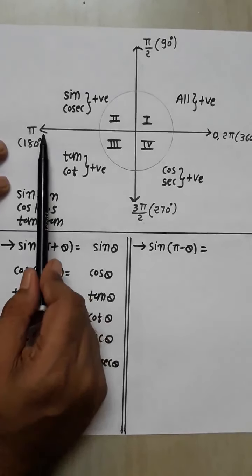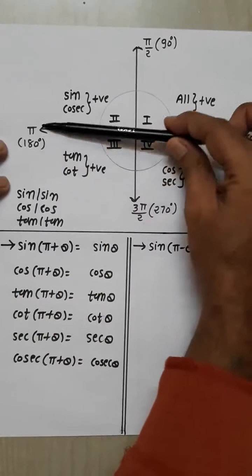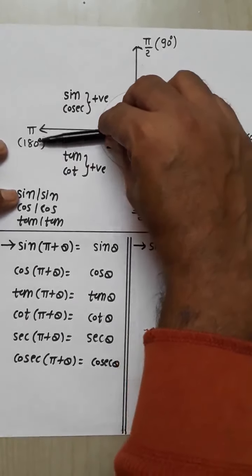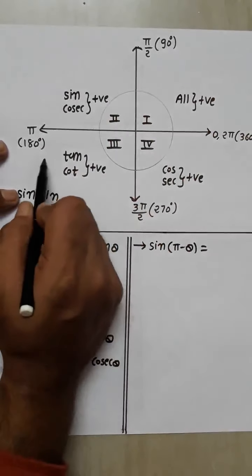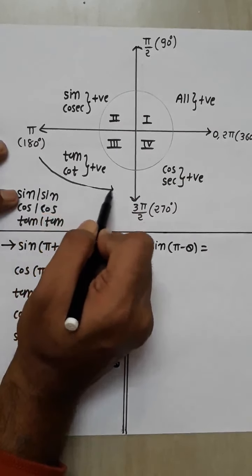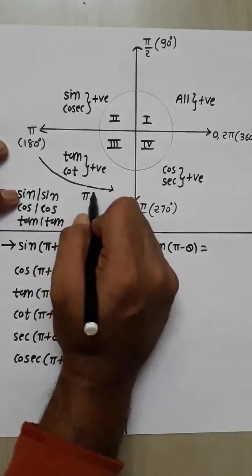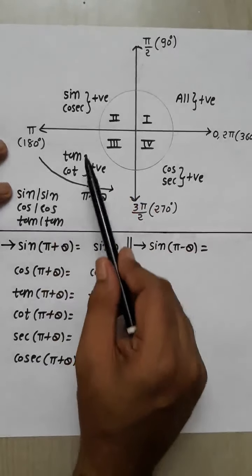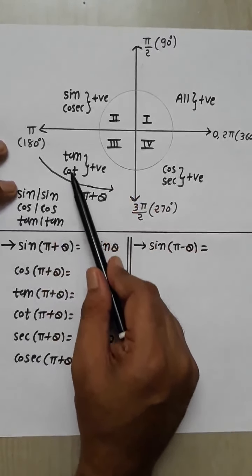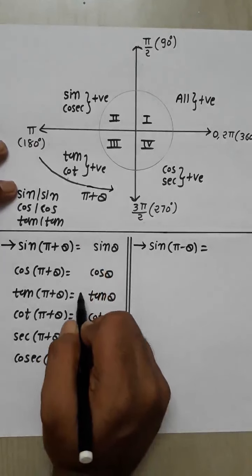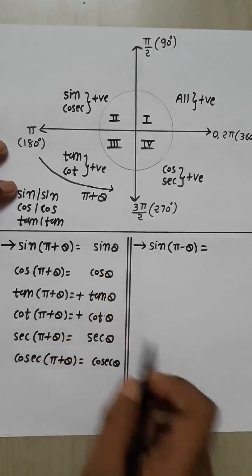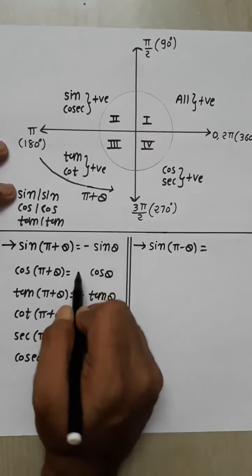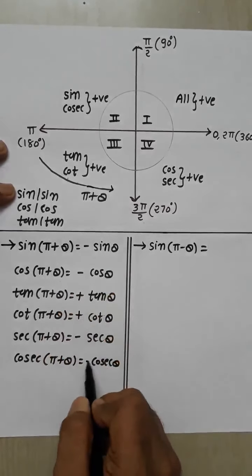Now check π plus θ, so in which quadrant is this value present? So π is present here, if the π minus form is present, this value is present in the second quadrant, but if the π plus form is present, this value is present in the third quadrant. So π plus θ. Now check which two functions are positive in the third quadrant, so tan and cot are positive in the third quadrant, so the remaining four functions are negative. So here write a minus sign, minus, minus, minus.